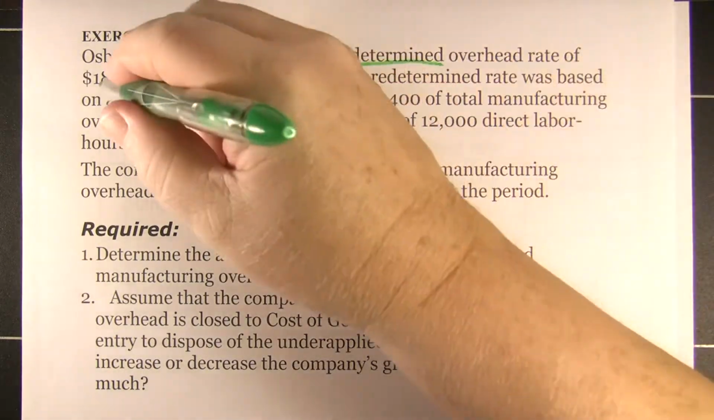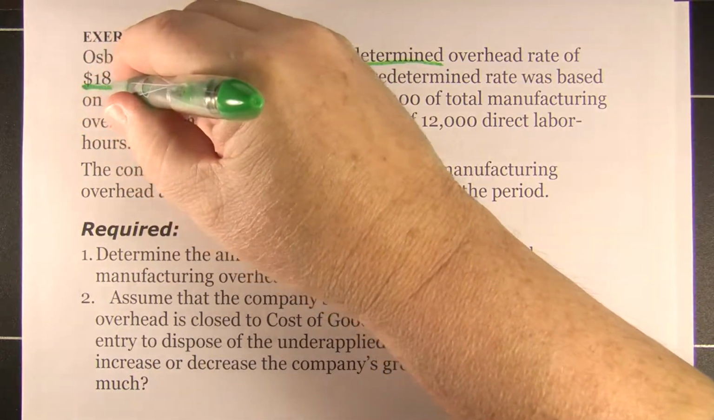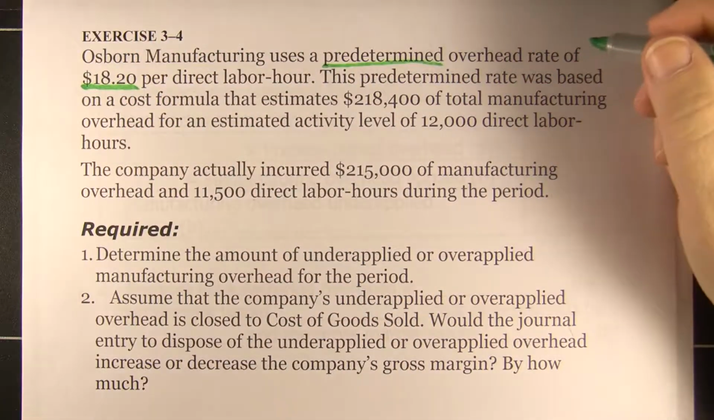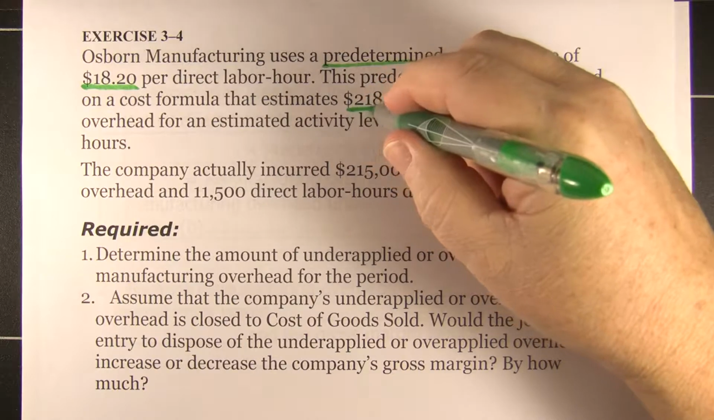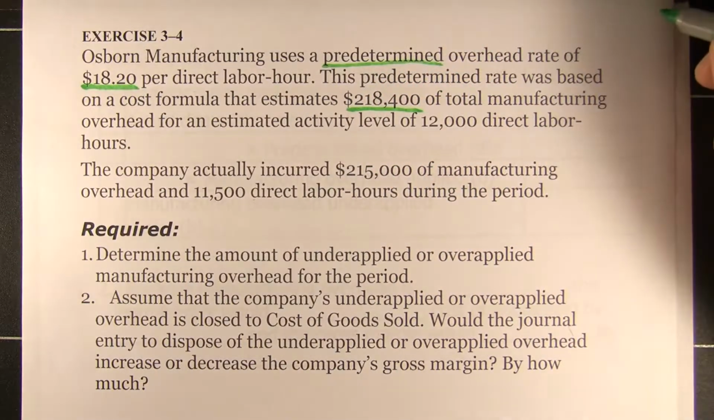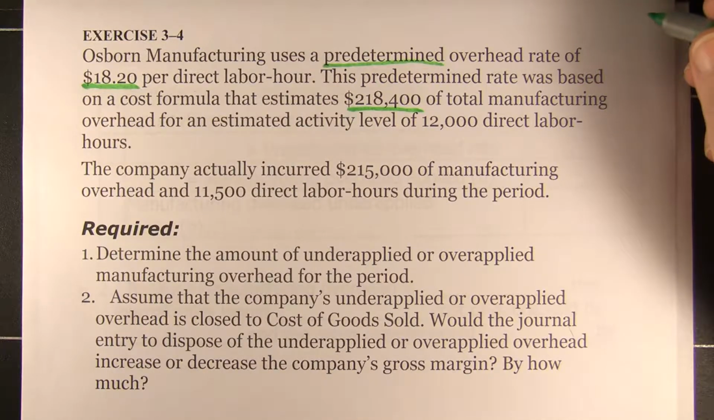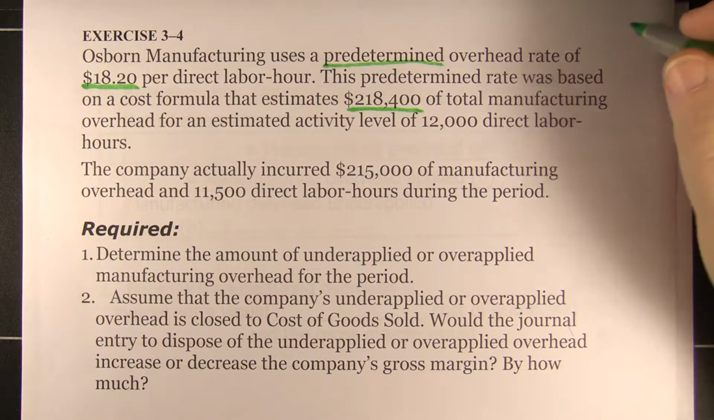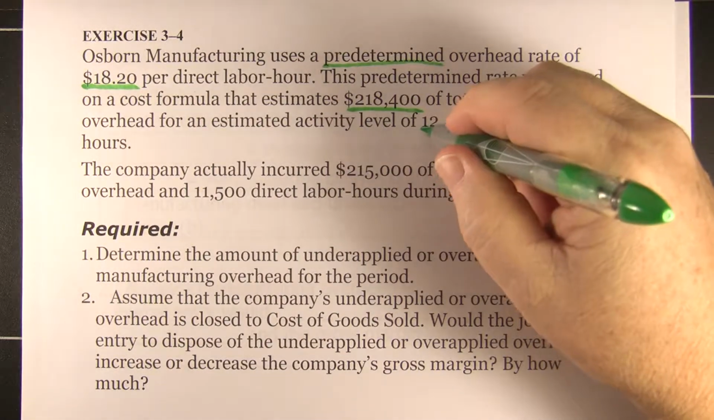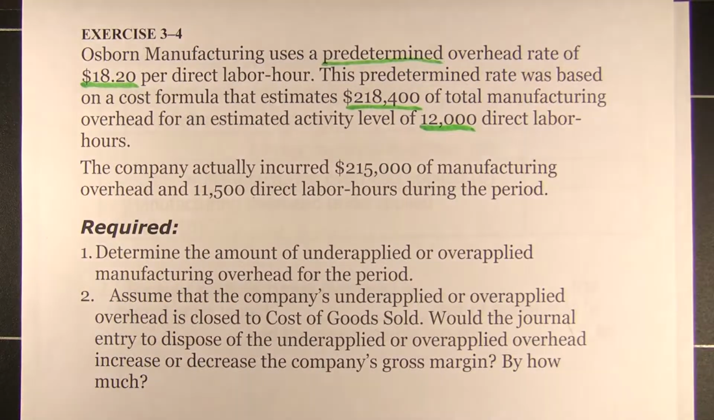Their predetermined rate was $18.20 an hour. This was based on $218,400 worth of overhead at an estimated level of 12,000 hours. That's what they estimated.